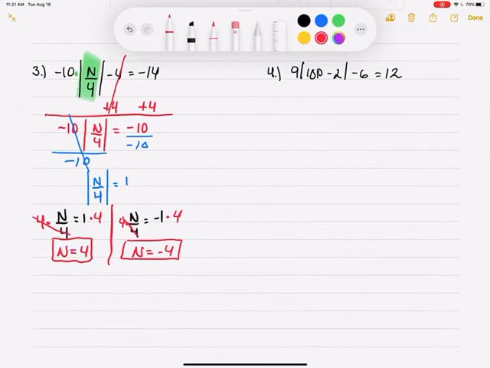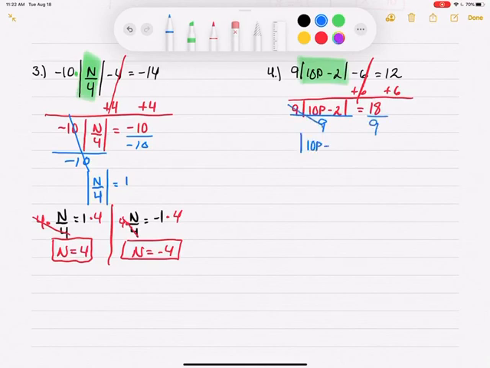On the last example, example 4, I have 9 times the absolute value of 10p minus 2, minus 6 equals 12. So again, I need to make sure that my absolute value is completely by itself. I'm going to start by adding 6 to both sides. I have 9 times the absolute value of 10p minus 2 is equal to 18. I'm going to divide both sides by 9. Then I have the absolute value of 10p minus 2 is equal to 2.